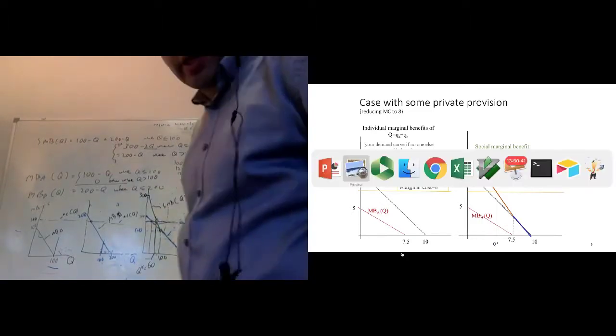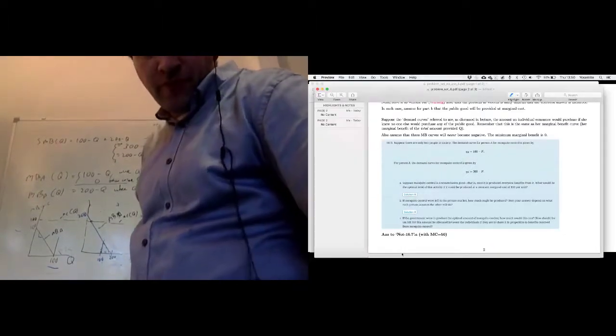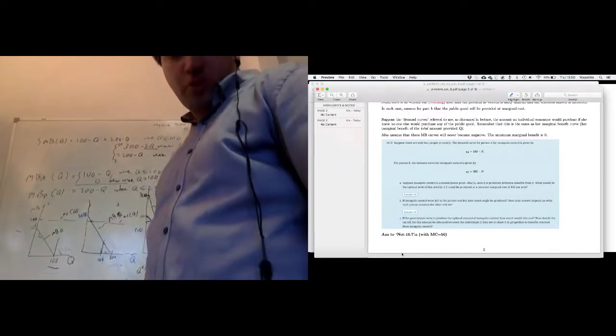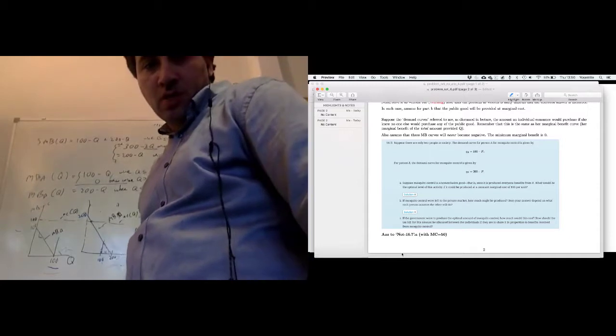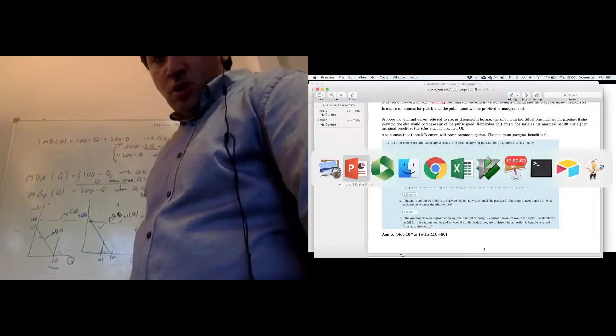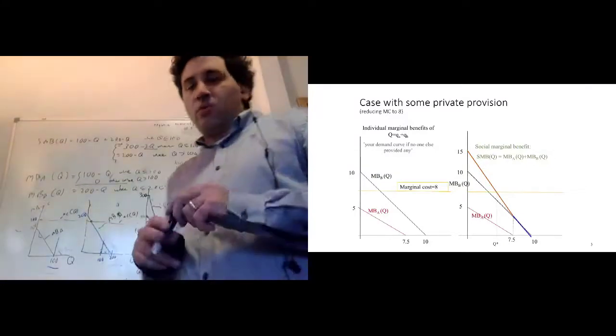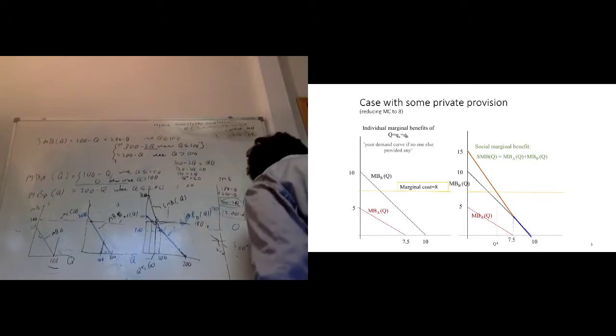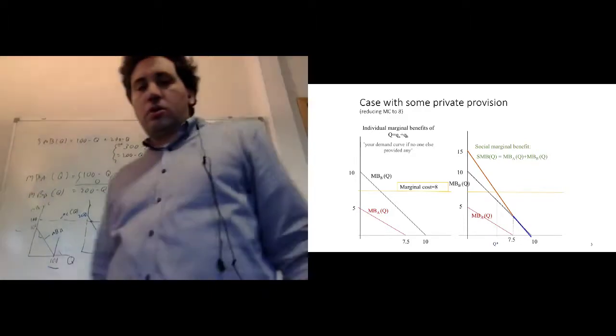Okay, next question. If mosquito control were left to the private market, how much might be produced? Does your answer depend on what each person assumes the other will do? Okay, so let's think back. What do we mean by left to the private market? What we mean is there's no coordination between the two of them.